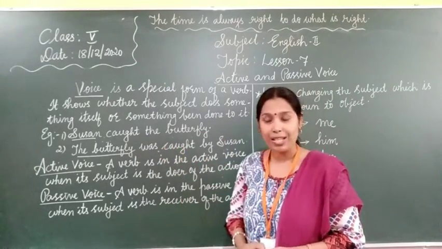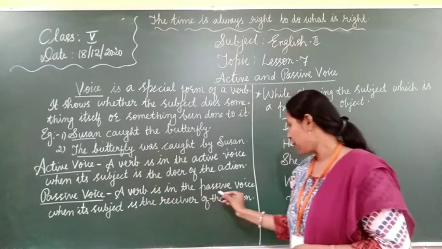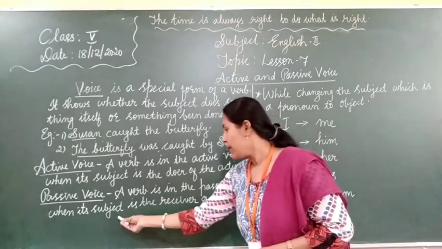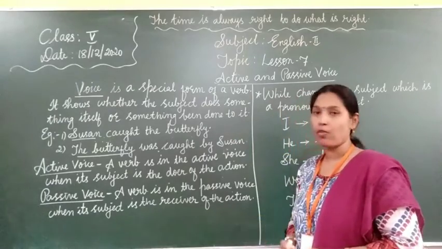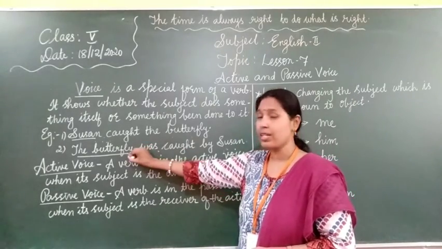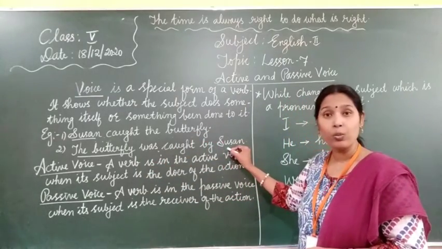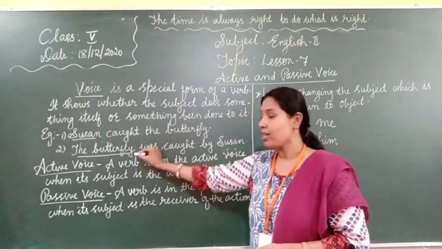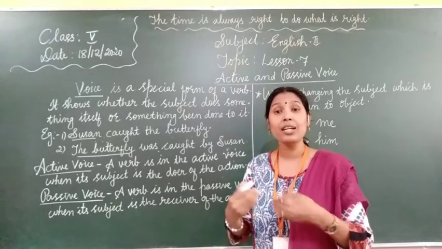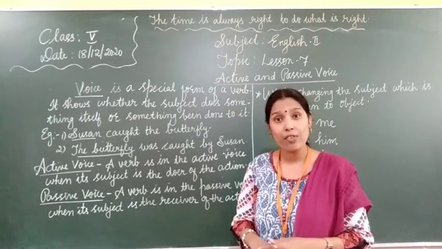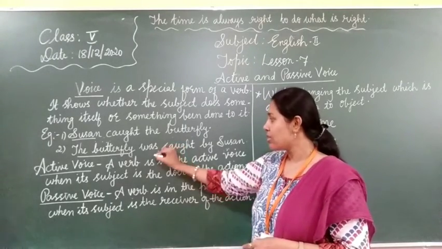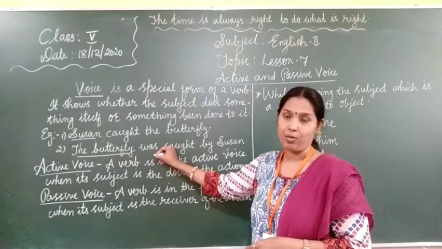So this is in passive voice. What is a passive voice? A verb is in the passive voice when its subject is the receiver of the action. The butterfly is only the receiver of the action. The action was done by whom? Susan. Here the subject has not done anything. It is the receiver of the action or the sufferer of the action. So this sentence is in passive voice.